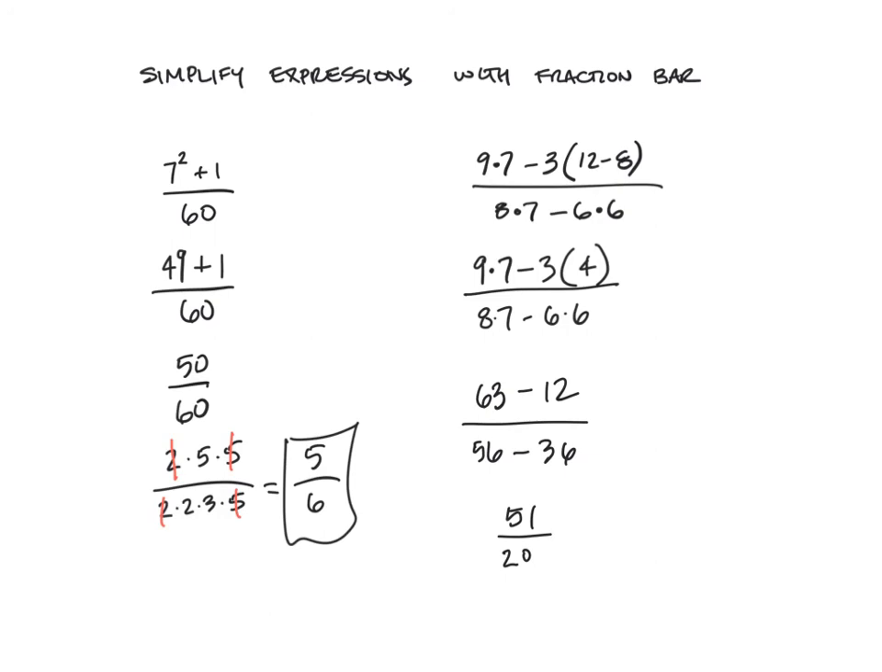I can write this in its prime factorization. So what do we have here? 3 times 17 on the top there. And then on the bottom we have 2 times 2 times 5. Now what you'll notice is that I don't have a common factor other than 1 here. So that means that 51/20 is the simplest version of that fraction. And so we can just leave it like that.